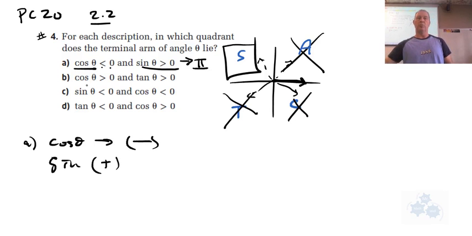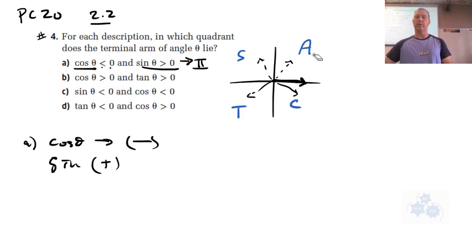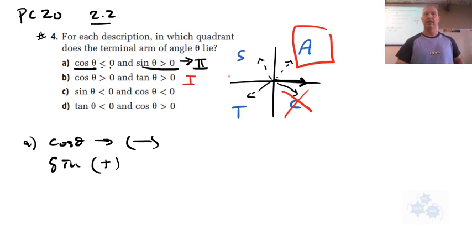Okay? So B, cos is positive. So that could be in quadrant 1 or 4. You see? Cos is positive here, cos is positive here. And tan is positive as well. So if cos and tan are positive, we can strike out this one. So it's got to be in quadrant 1. Okay, so that's A and B, and I'll let you finish the rest.